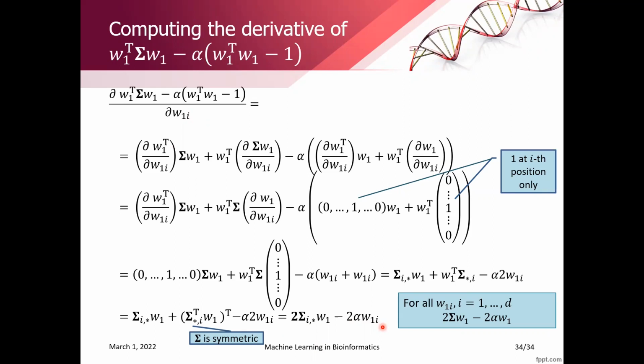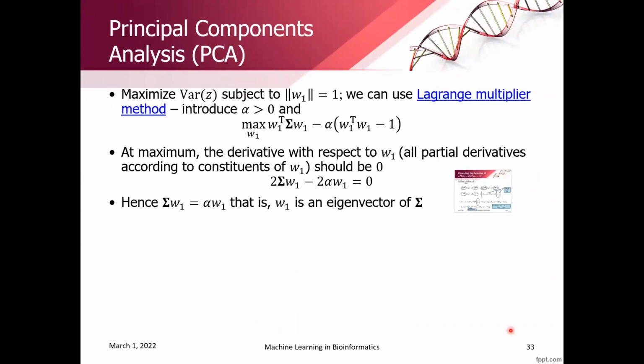We will need to compute the partial derivatives for all dimensions. We can put them together and we will have exactly what was on the previous slide: 2 times the covariance matrix times W sub 1 minus 2 times alpha times W sub 1. So even if we work with vectors and matrices, because there was the covariance matrix, we have this equation, and this should be 0.